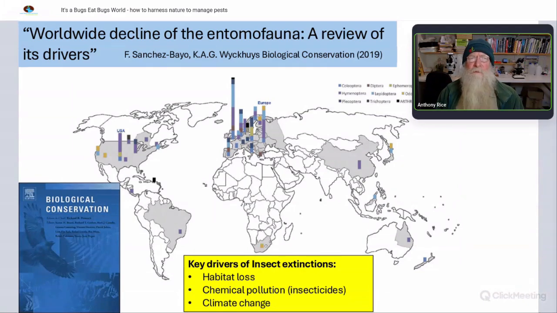You can see from this map that there is an absolute dearth of data coming out of the tropical regions of the world. And where most of our insect diversity is concentrated, and other invertebrates as well, it's really concerning that we don't have this data. I'll tell you another reason why it's concerning later on in this presentation.